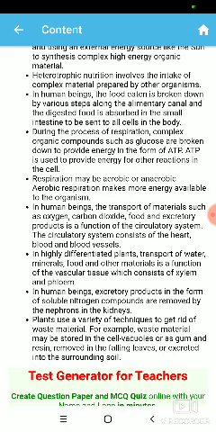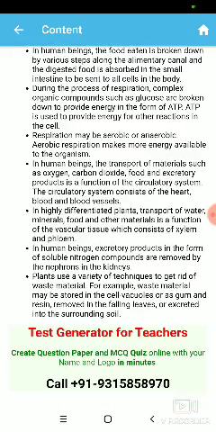In human beings, the food eaten is broken down by various steps along the alimentary canal, and the digested food is absorbed in the small intestine to be sent to all cells in the body. During the process of respiration, complex organic compounds such as glucose are broken down to provide energy in the form of ATP. ATP is used to provide energy for other reactions in the cell. Respiration may be aerobic or anaerobic. Aerobic respiration makes more energy available to the organism.